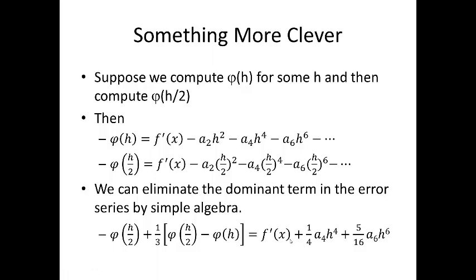Basically, by adding 1/3 of varphi of h over 2 minus varphi of h to varphi of h over 2, we've apparently improved this to O of h to the 4th, because this error series that accompanies this new combination begins with 1/4 a4 times h to the fourth. Since h is going to be very small, this is going to be a really dramatic improvement for us.